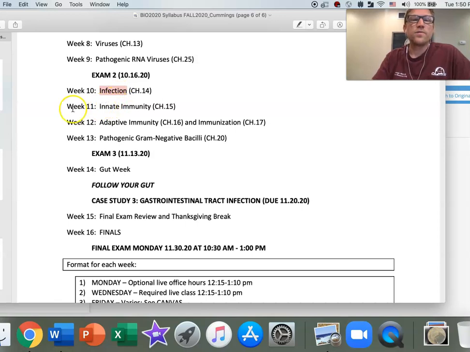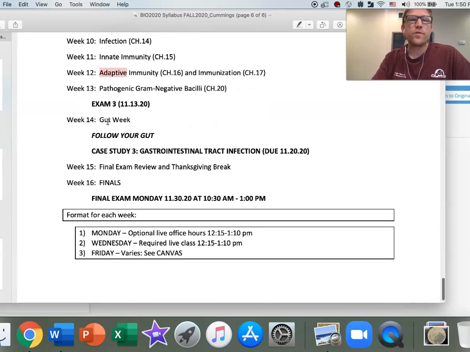And then we'll look at the immune system, both innate immunity, which is very non-specific, and then adaptive immunity that's highly specific to particular pathogens. And related to adaptive immunity, the idea of vaccines or immunizations, which is really just tricking the adaptive system into thinking that it's seen a pathogen before.